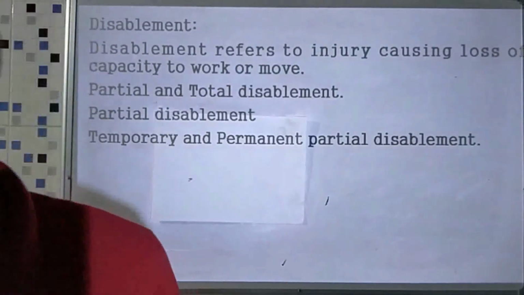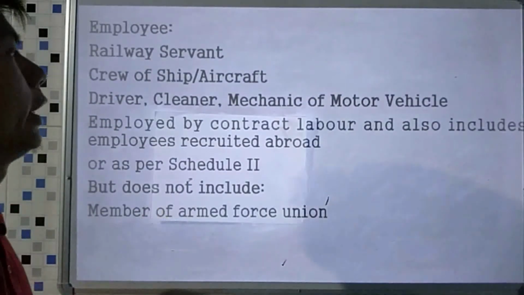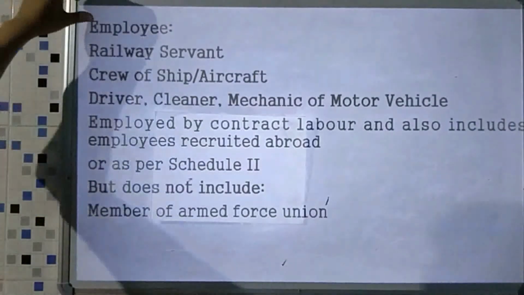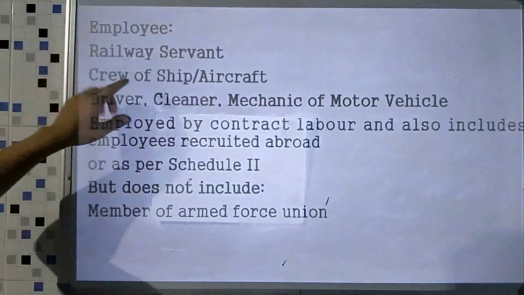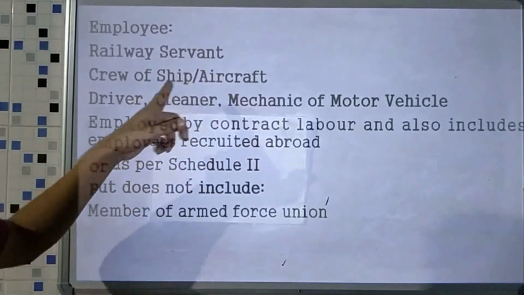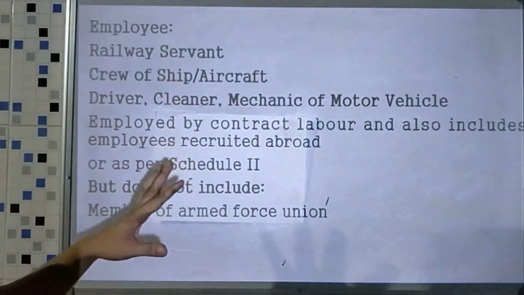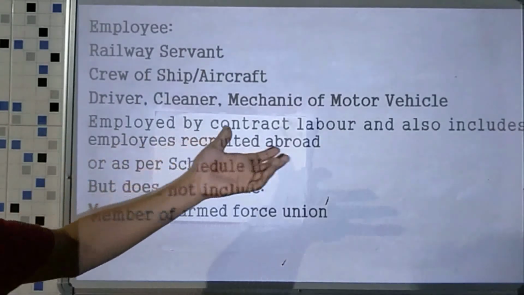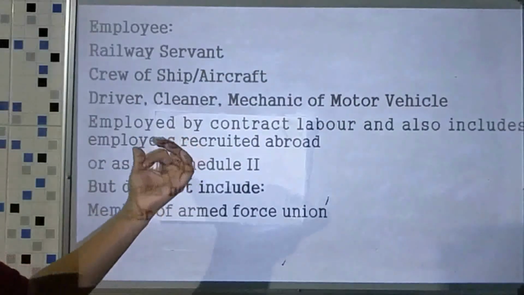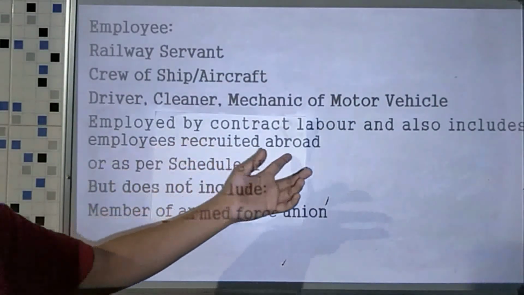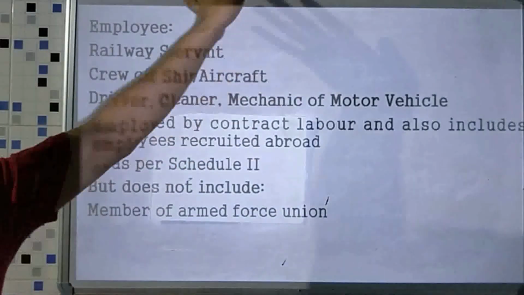Now going to the next slide. Now what's an employee? Like I said, an employee is a railway servant, crew of a ship or aircraft, driver, cleaner, mechanic of a motor vehicle. It's clearly written here, you don't have to be explained. Employed by contract labor, and it also includes employees recruited abroad, like those who work outside.